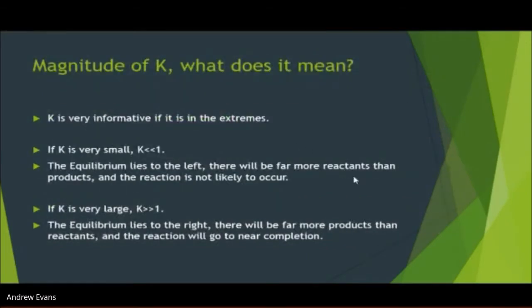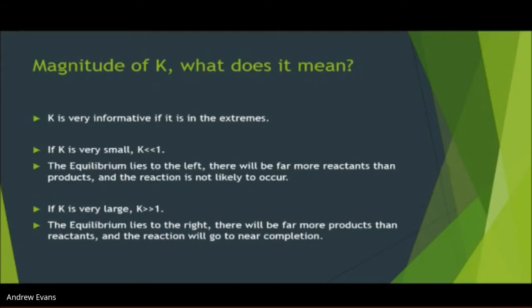Now, the first thing we can do with K is just look at it on a sheer magnitude scale. K is always products over reactants, products as the numerator, reactants over the denominator. You can tell something about a reaction depending on the relative size of the K. If K is very, very small, meaning it's much, much less than 1, it means the reaction really doesn't like to go.